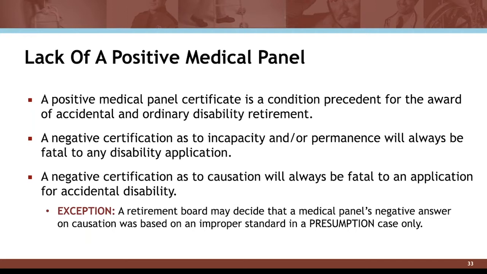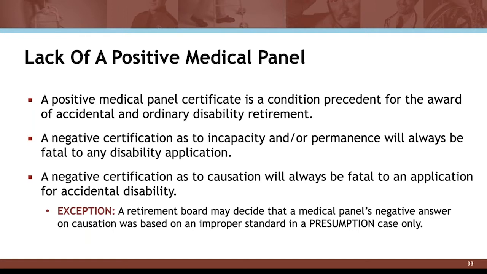Sometimes the board will approve an application when there's a negative panel because they think that the medical panel made some sort of mistake. A retirement board cannot do that in most situations. Okay, it has to be a positive panel. They cannot use their opinion basically to approve a negative panel.